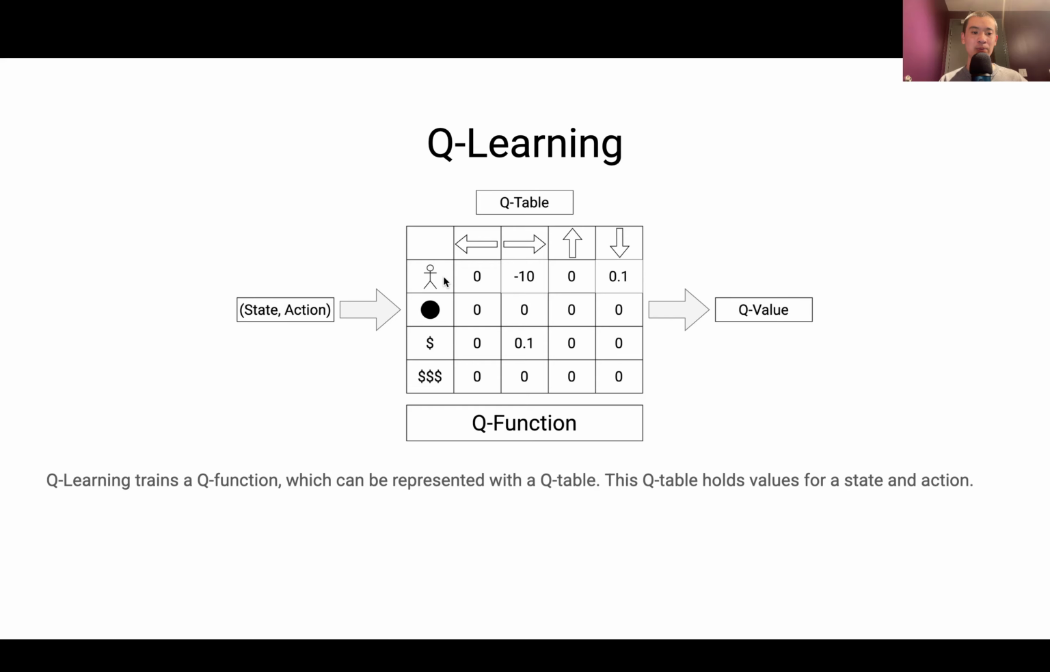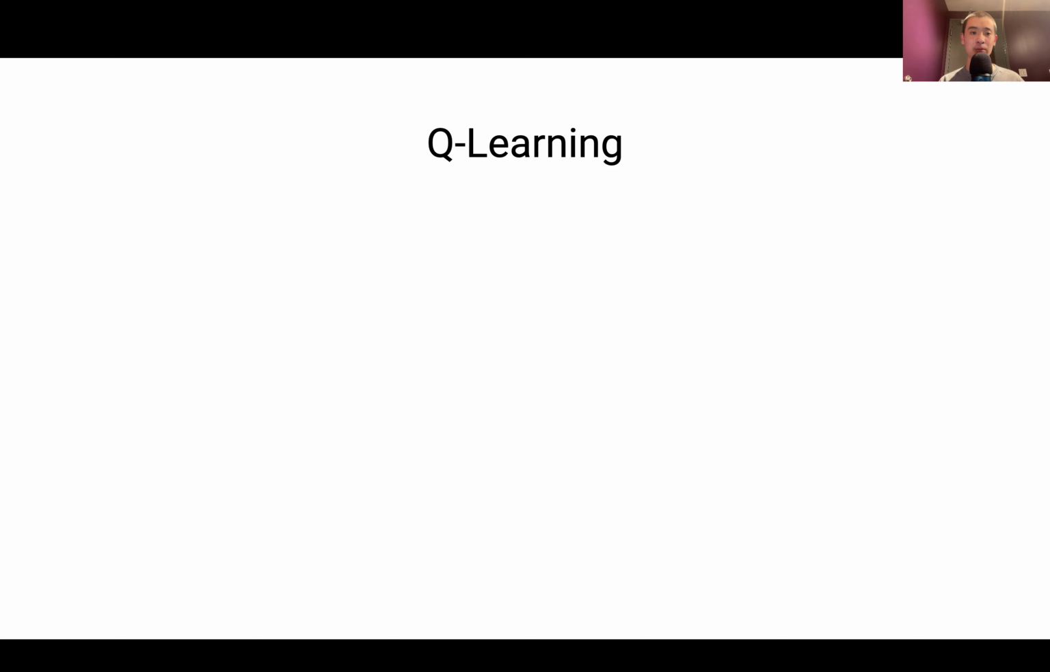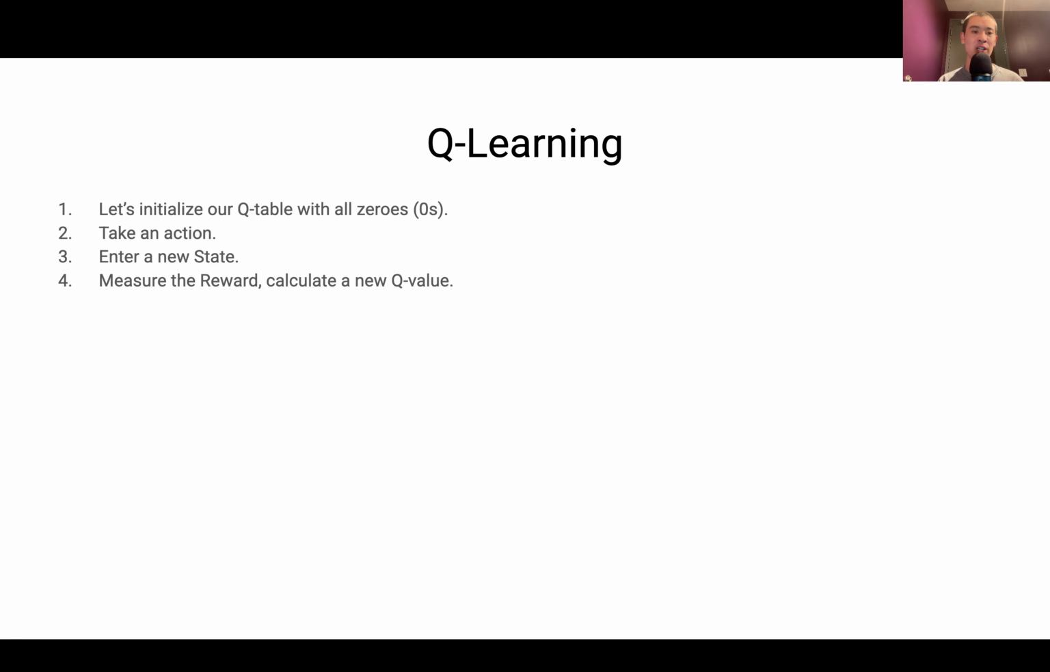So Q learning. Q learning trains a Q function, which can be represented with a Q table. This Q table holds values for a state and action. And the Q table could be seen as a quick reference guide for the Q function. Let's go over the steps. Step 1. Let's initialize our Q table with all zeros. Take an action. Enter a new state. Measure the reward. Calculate a new Q value. Repeat steps 2 to 4 as needed.